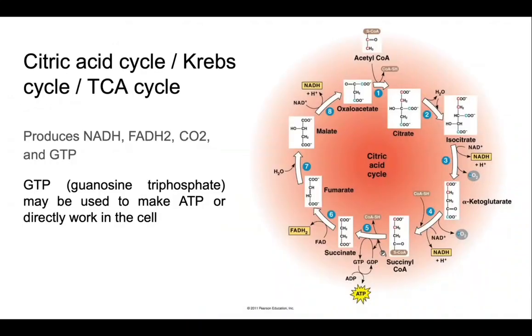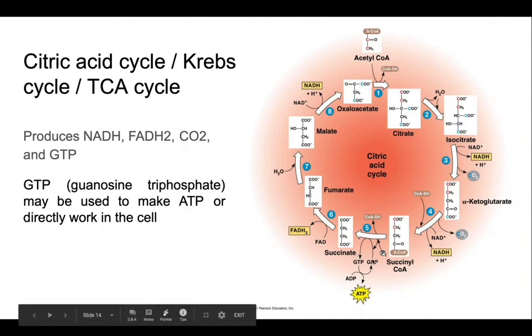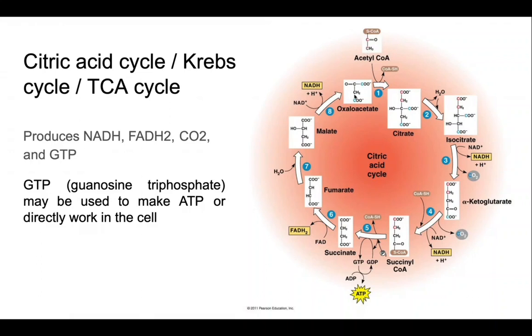Here we've got our citric acid cycle, Krebs cycle, TCA cycle, where we're going to produce NADH, FADH2, carbon dioxide, and GTP. GTP is very similar to ATP. It's guanosine triphosphate. Here, guanosine triphosphate is made, and it's just going to pass the phosphate onto ADP to make ATP. So it's a quick little easy conversion here. So we're going to have our acetyl-CoA come in. It's going to bring these 2 carbons in and add them onto this oxaloacetate to make citrate.